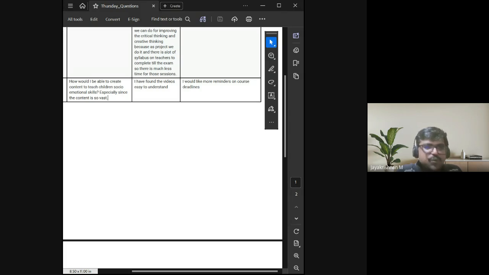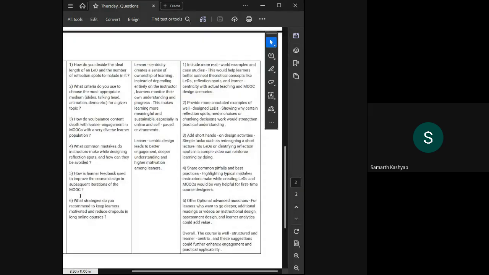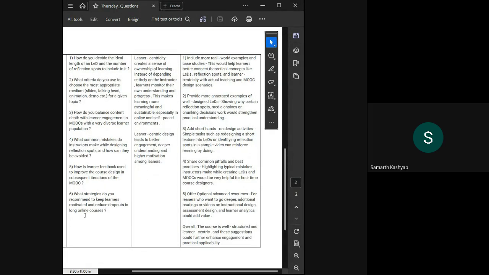Yeah, Samat, let's move to the next question. Yes. So I suppose we will have to take it part by part. This is from one learner only. The first question is, how do you decide the ideal length of an LED and the number of reflection spots to include in it?